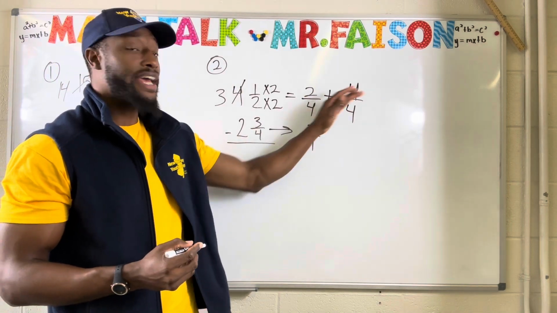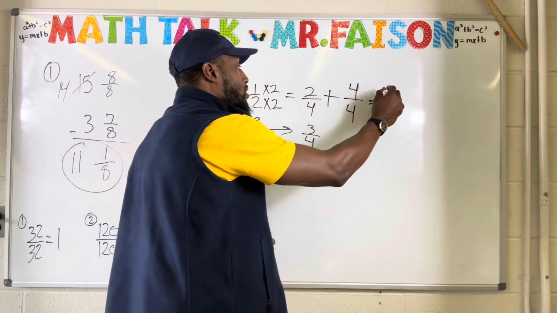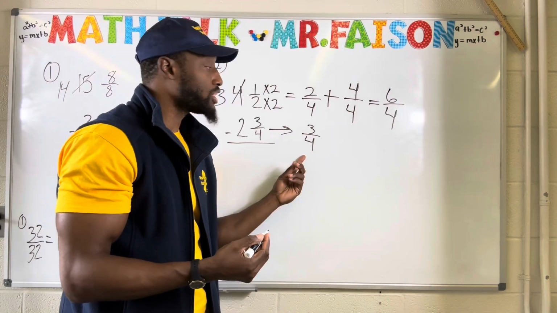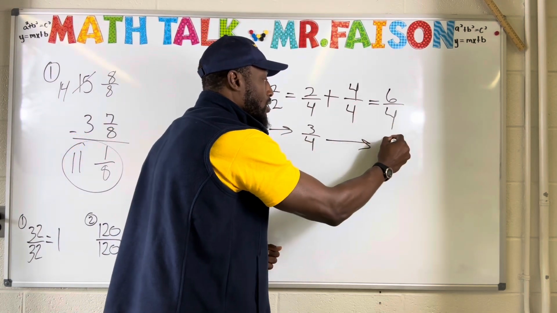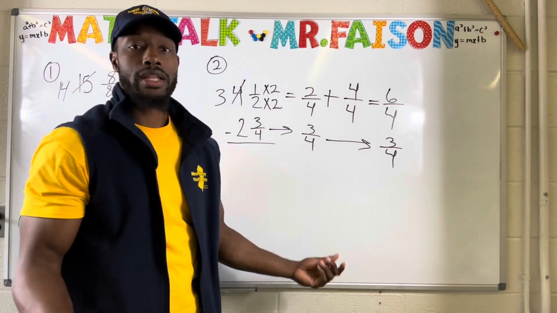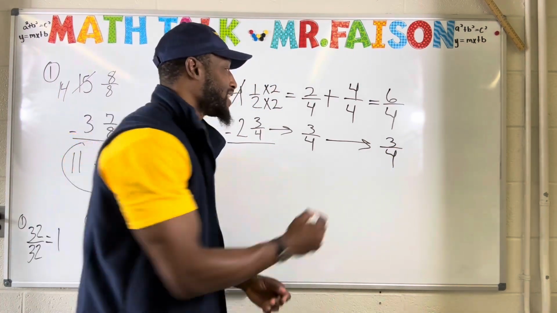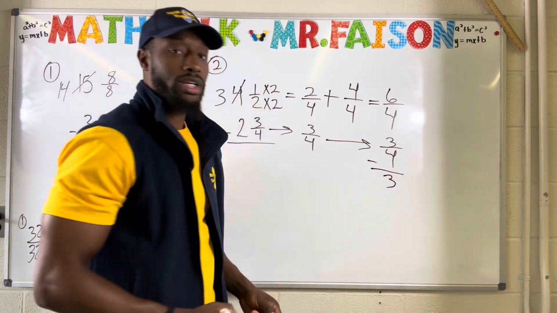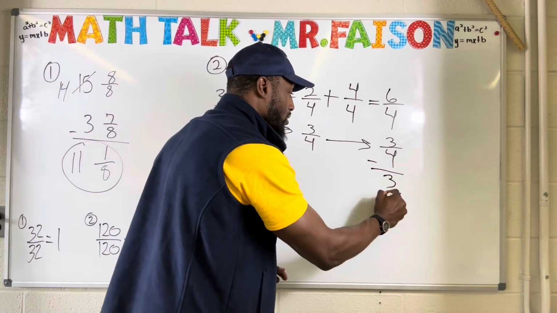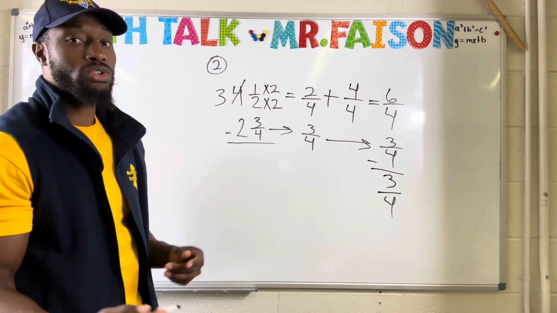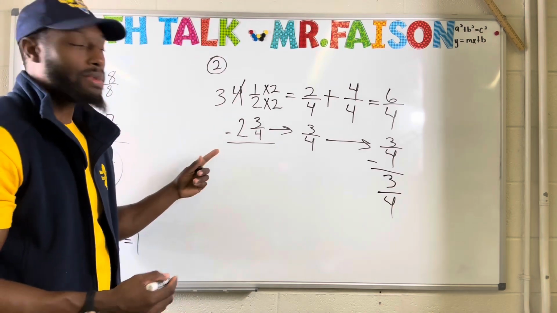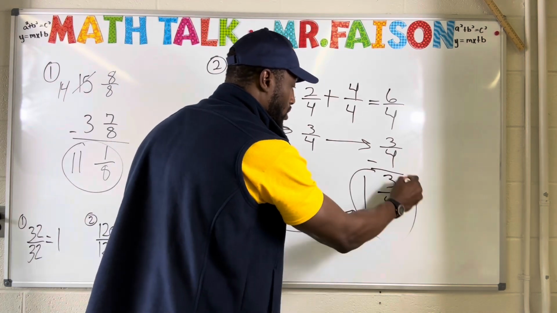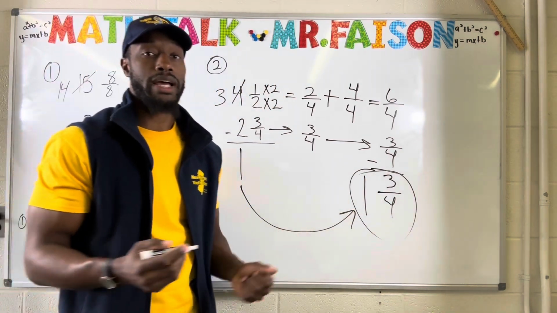Now, what I can do is I can add this without a problem. 2 plus 4, 6. And we keep our denominators the same, remember? Now, I can bring this 3/4 over. Finally, I can subtract. 6 minus 3 is 3. And we keep our denominators the same, remember? The only thing we can't forget to do, our whole numbers. 3 minus 2 is 1. I'm going to bring this on over here, and it's going to be 1 3/4. And that'll be our answer.